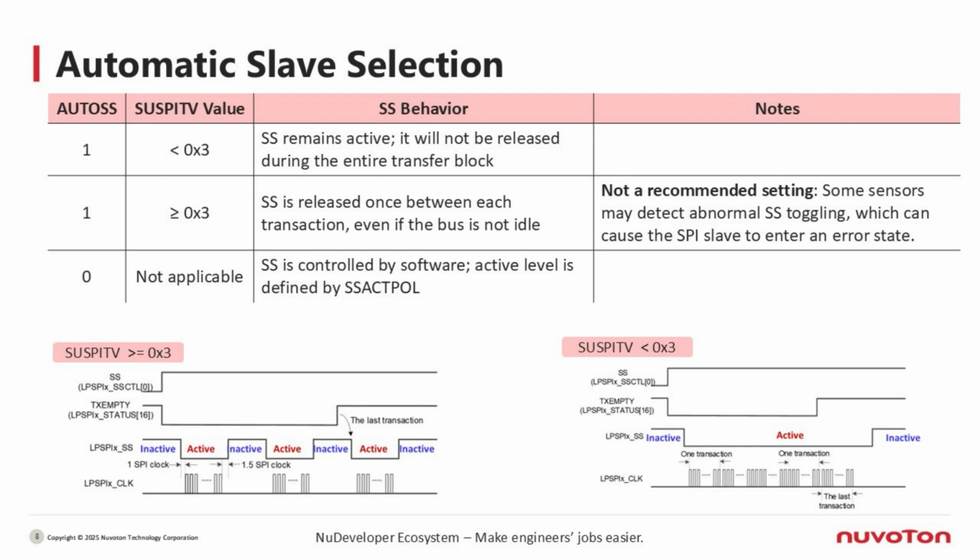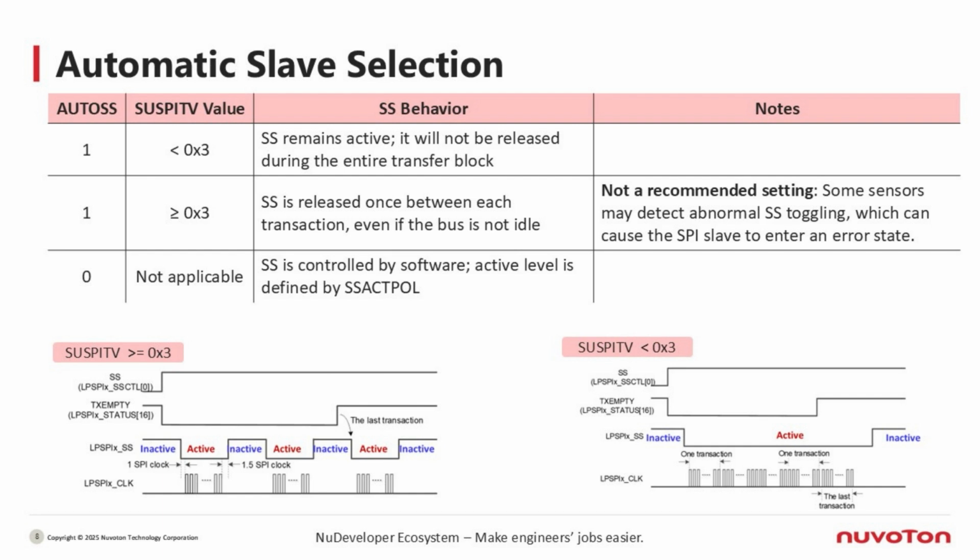Here's what happens with different SUSPITV settings. If SUSPITV is greater than or equal to 03 in hex, SS will toggle active-inactive between every transfer. If the SPI bus is still busy, SS can flip multiple times, which may cause the sensor to mistrigger or enter an incorrect state.